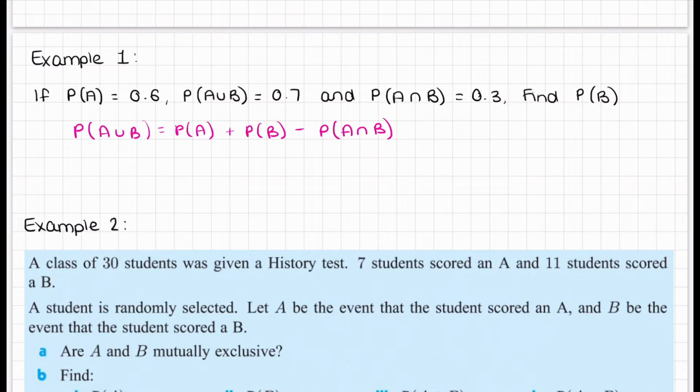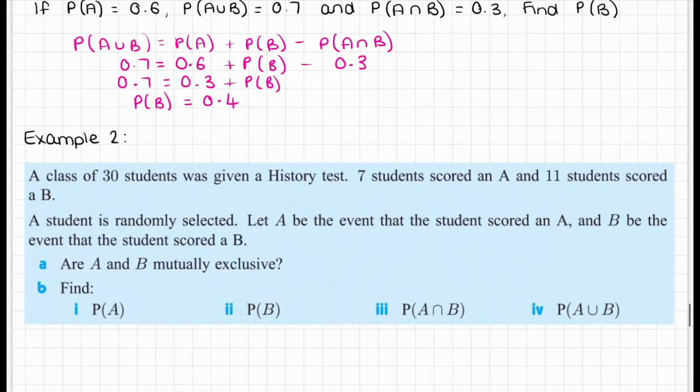Put in everything that we know. So we know that this is 0.7 equals 0.6 plus the probability of B, which is what we're finding, minus the probability of A and B, which is 0.3. So I'll end up with 0.7 equals 0.3 plus the probability of B. The probability of B will equal 0.4.